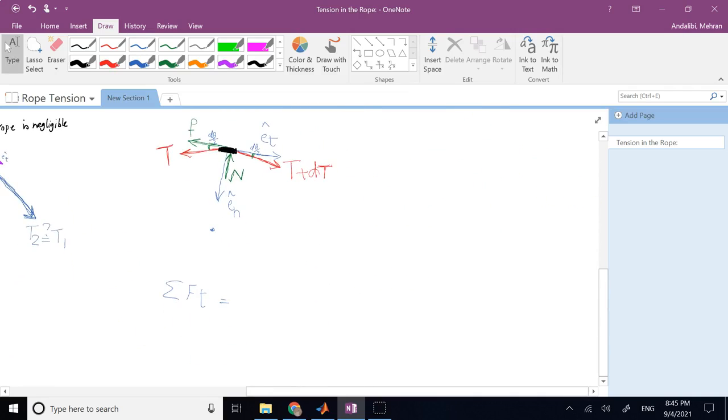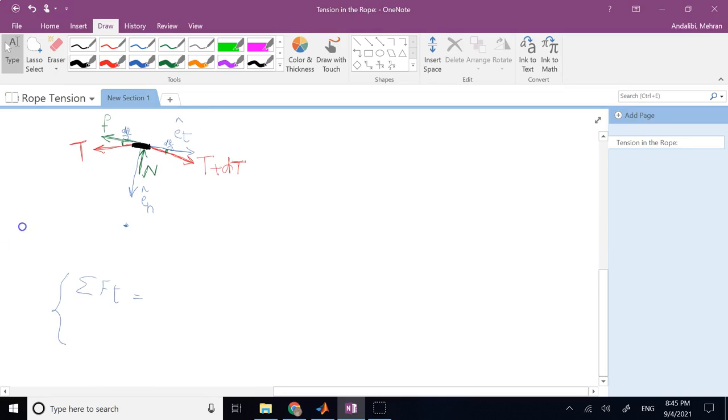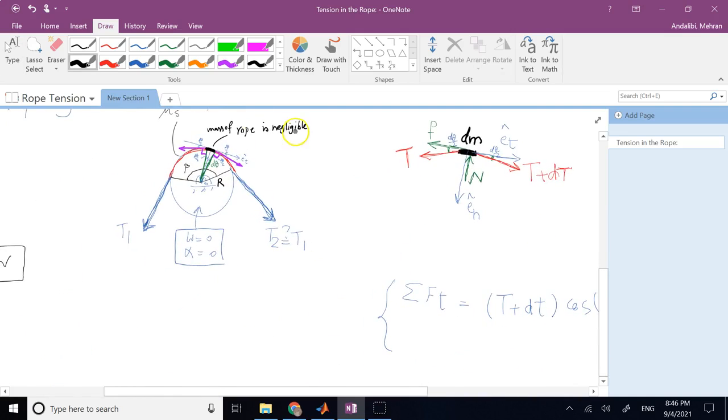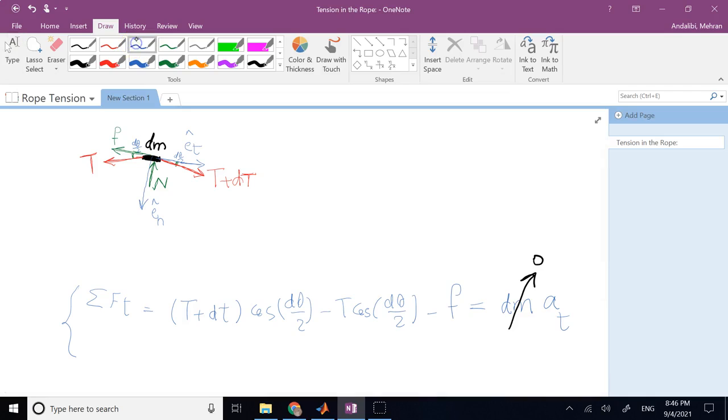And now I can write my equation in the tangential direction. In the tangential direction, what do I have? I have T plus dT times cosine of dθ over 2 minus T times cosine of dθ over 2. And then minus the friction force is equal to the mass of that block, which you can call dm, times the acceleration of that block in the t direction. And dm means what? The mass of this infinitesimal rope, which we know should be what? Zero, because we said that the mass of the rope is what? Negligible.